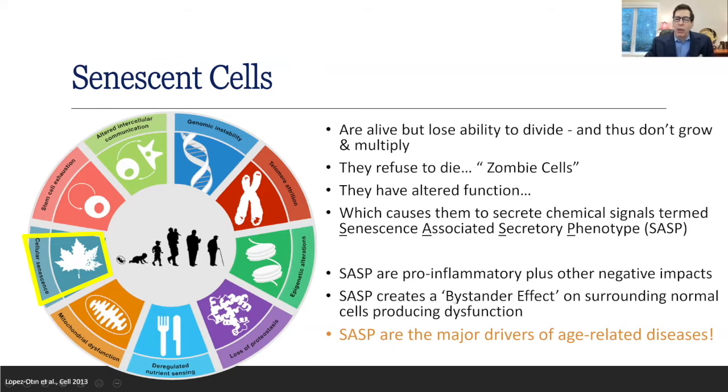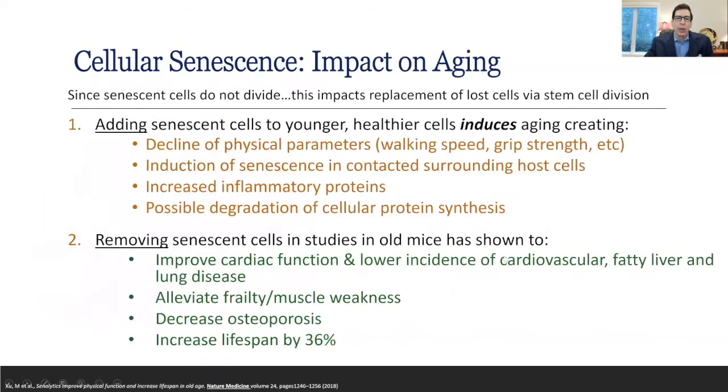Really importantly, they also create a bystander effect. So these SASPs secreted by the senescent cells have a bystander effect on the surrounding normal cells, producing dysfunction in the normal cells. This then becomes a multiplier effect, and basically SASP appear to be some of the major drivers of age-related diseases. So how do these impact aging? Well, one issue to consider is since they don't divide, it also impacts replacement of lost cells, and this also can affect stem cell division.